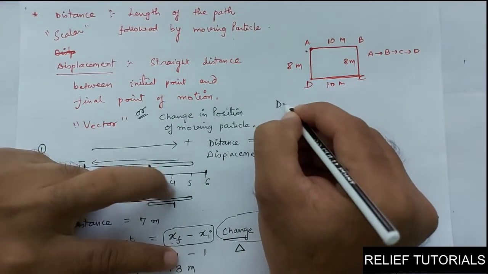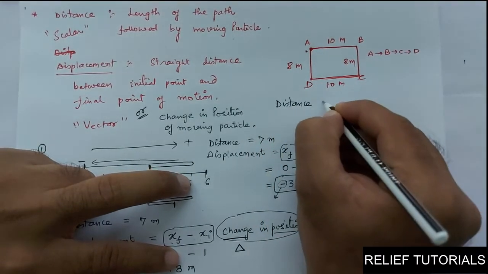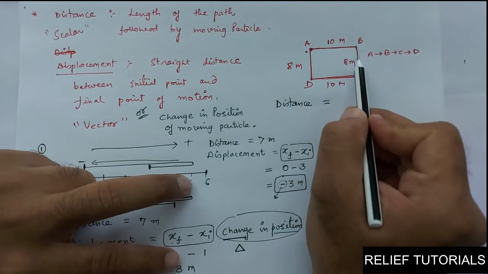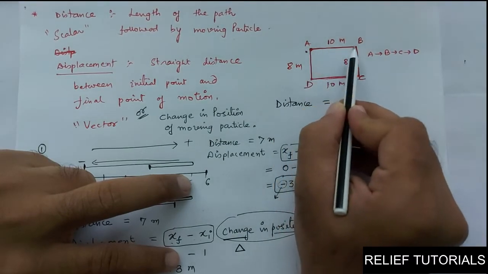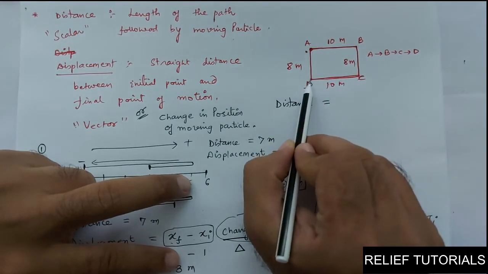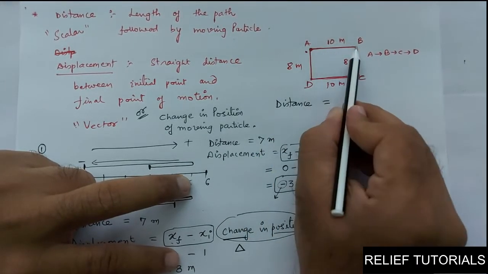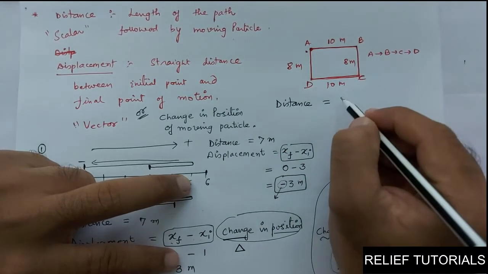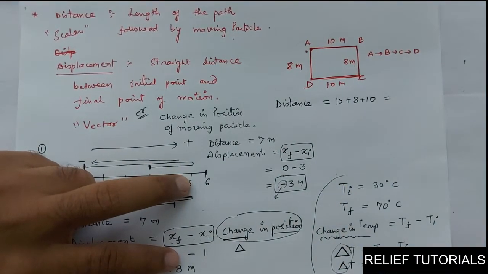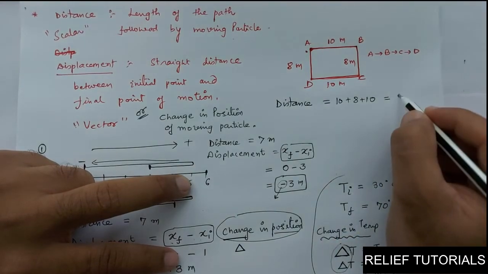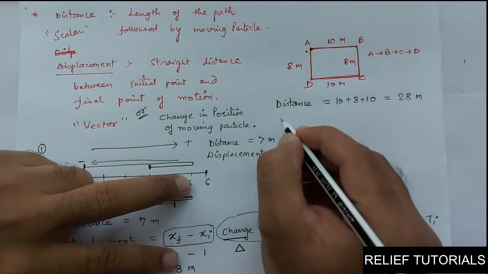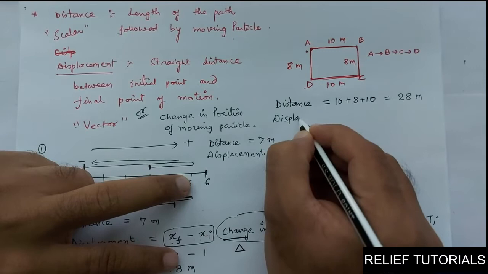So here distance means length of the path. What path has he followed? Going from A to B, then B to C, and then C to D. So this is the path followed by the walking person, A, B, C, D. The length of this will be 10 plus 8 plus 10. This is the distance traveled. 10 plus 10 is 20, 20 plus 8 is 28 meters, the distance traveled by that person. Distance is a scalar quantity, so no need to mention the direction.